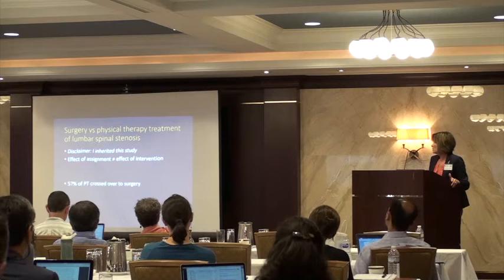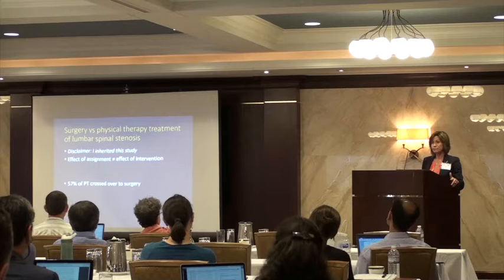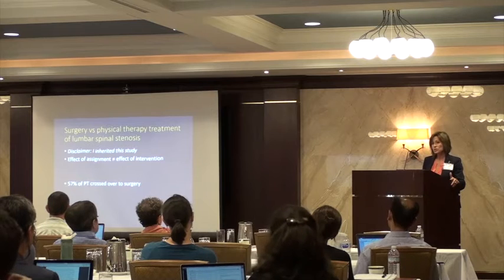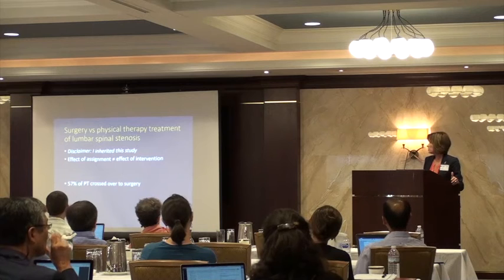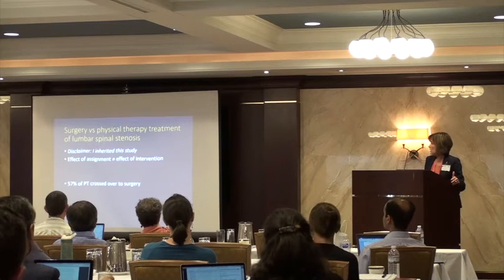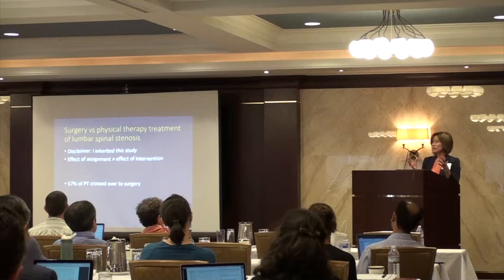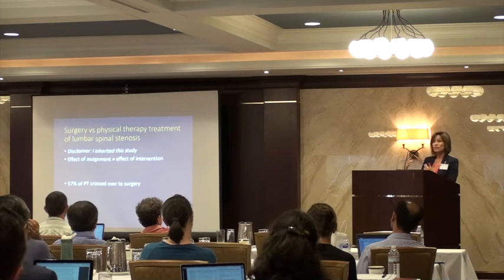So what happened was that 57% of the physical therapy group eventually got surgery. So when you're trying to look at PT versus surgery, you essentially can't because over half of the people in the PT group got surgery. So when we submitted this to the Annals of Internal Medicine, which has a statistical review board, I got a very thorough discussion of what the difference between the effect of the assignment, the randomization, and the assignment to PT versus the actual effect of PT versus surgery.